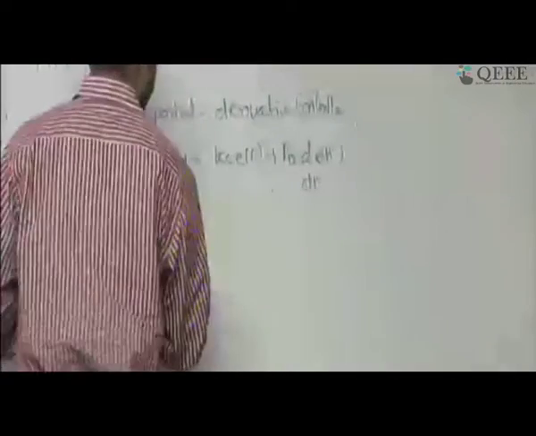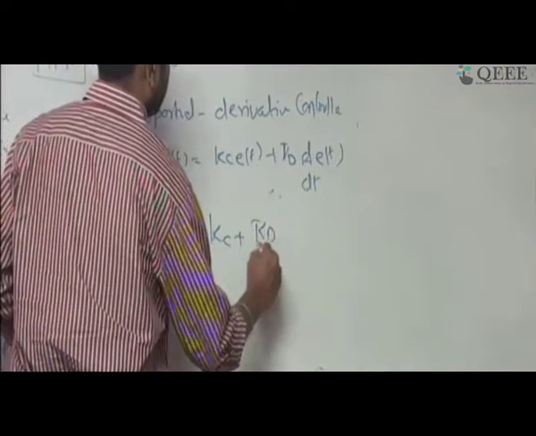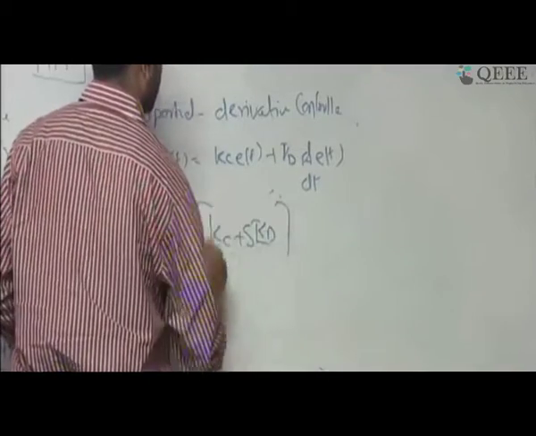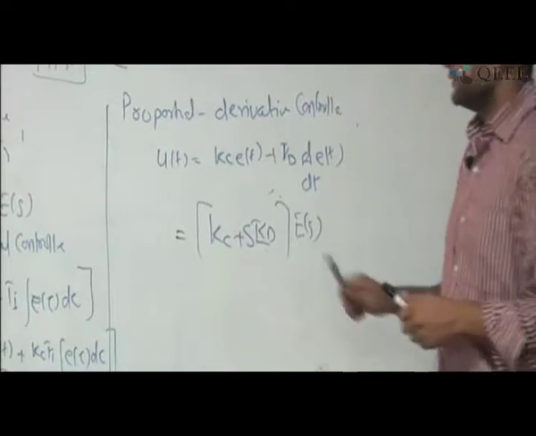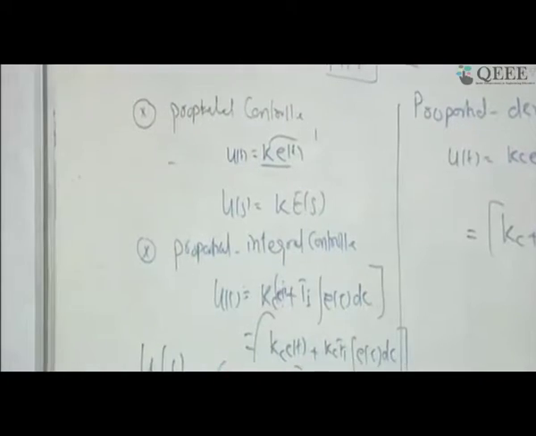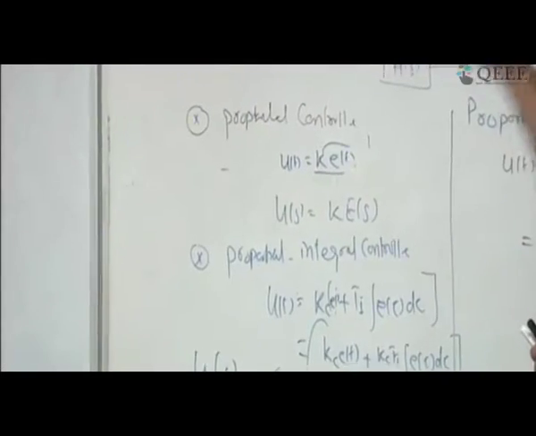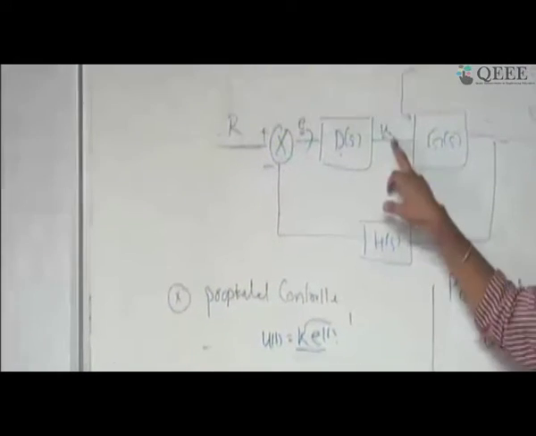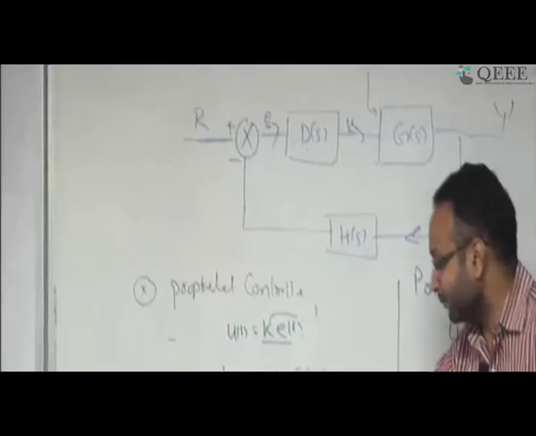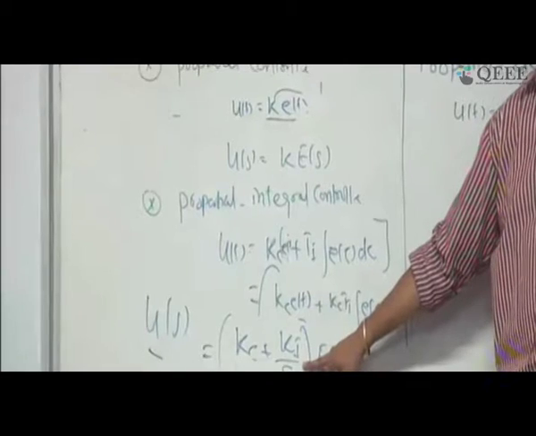Okay, and if you take a Laplace transform, I can write it as (Kc plus Kd s) E(s). So there are three types of controller: proportional controller, proportional integral controller, and proportional derivative controller. Proportional controller means your control signal is going to be proportional to the error. Proportional integral means the control signal is going to be two terms, proportional plus the integral of the error, Ki by s, and as you know, when we take 1 by s, it is equivalent to integral.